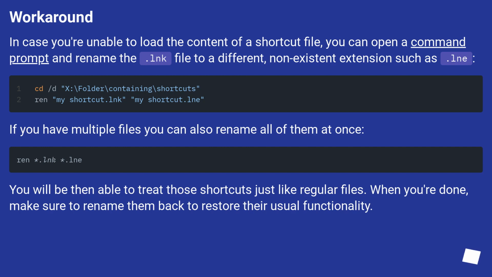Workaround. In case you're unable to load the content of a shortcut file, you can open a command prompt and rename the .lnk file to a different, non-existent extension such as .ln. If you have multiple files, you can also rename all of them at once. You will then be able to treat those shortcuts just like regular files. When you're done, make sure to rename them back to restore their usual functionality.